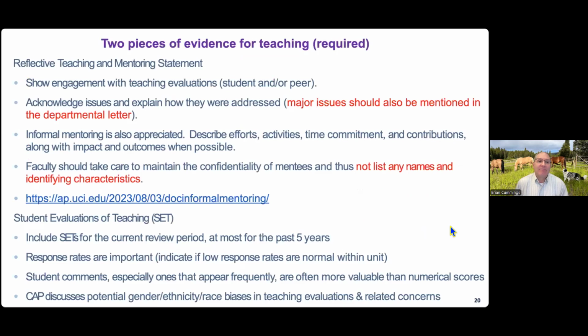So what are the pieces of evidence you would use for teaching? One is going to be a reflective teaching and mentoring statement showing that you're engaging with teaching, you're involved with teaching evaluations, whether that's from peers or from students, and that your reflective statement acknowledges any issues and how you are addressing them. And if there are major issues, hopefully that's going to be addressed in the department letter as well, that you've gotten additional mentoring, or you went and took a class in some techniques to help you with comments that the students have given you that need to be improved.